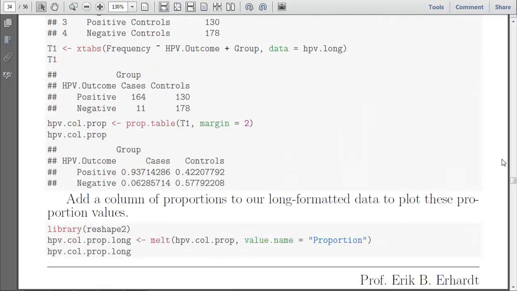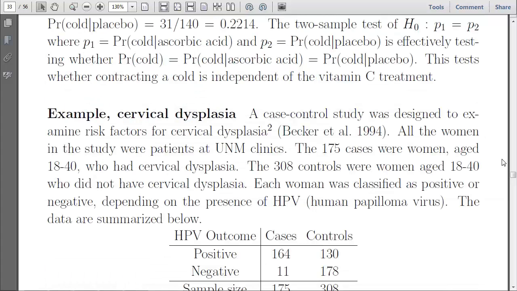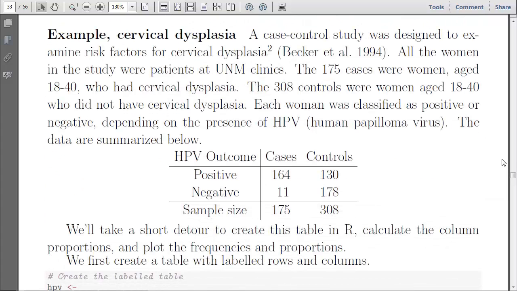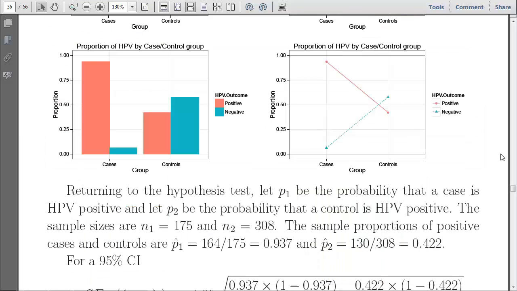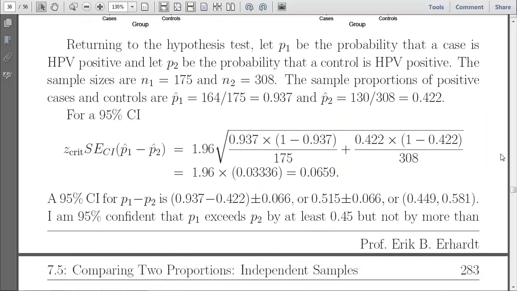Okay, so all that. Let me scroll way back up and revisit the problem, or the question that we have. So we want to know what the relationship is in terms of conditional probability about the HPV outcome relative to your cervical dysplasia result, either whether you're a case or a control, meaning whether you have cervical dysplasia or not. I'll page back down, and we'll return to that hypothesis test.